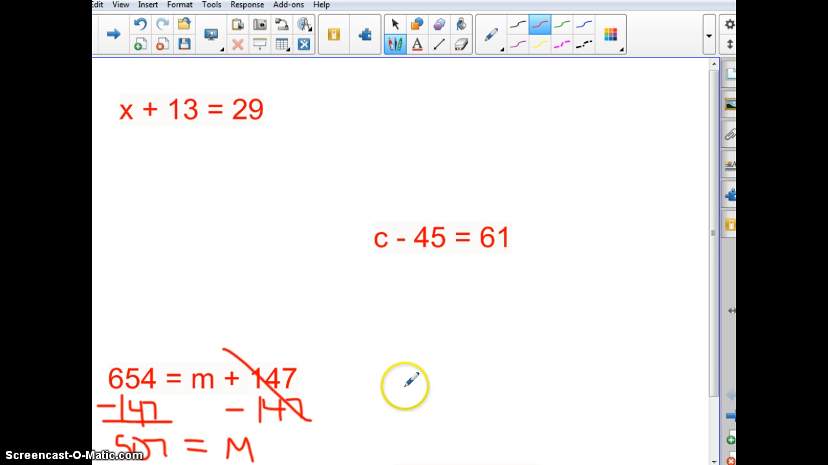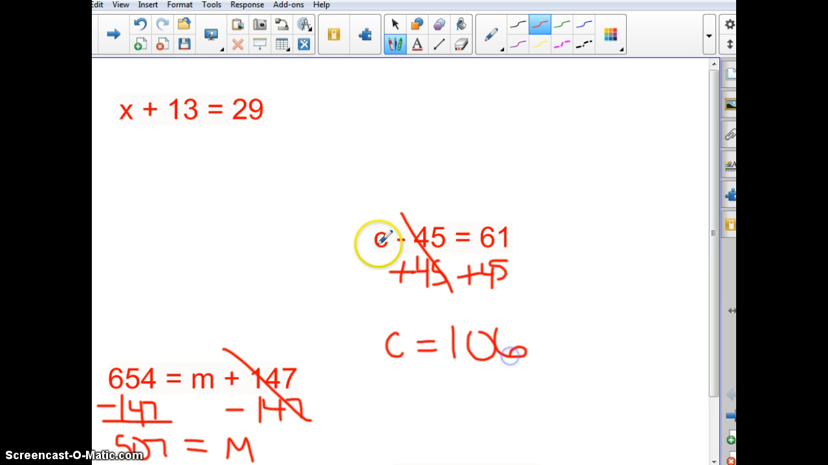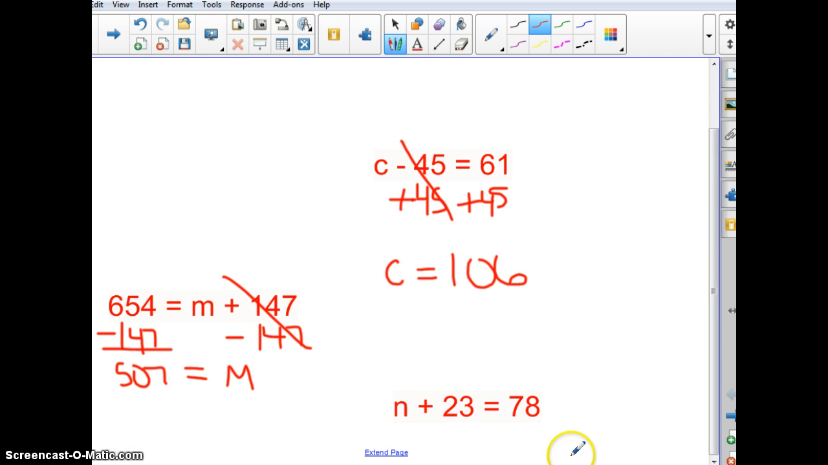You can try some of these. Try to get c by itself. Do the opposite. And that's the end of my examples for the day.